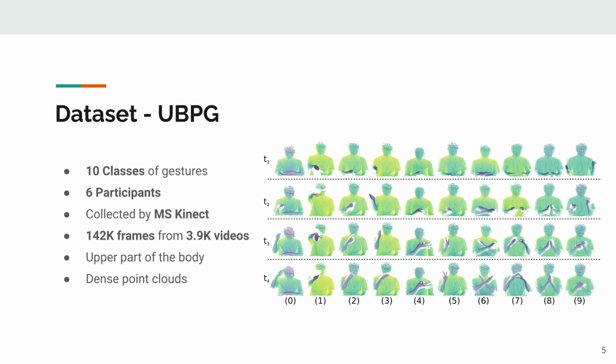The dataset is collected from 6 participants using an MS Kinect device. There are 142,000 frames from almost 4,000 videos, and the dataset is a collection of dense 4D point clouds. In each frame, we have between 1,000 to even more than 10,000 points, and each gesture has a different number of frames. To reduce and also fix the number of points and frames, we uniformly sample them. The effect of the number of points and frames are evaluated and will be discussed in the following slides.